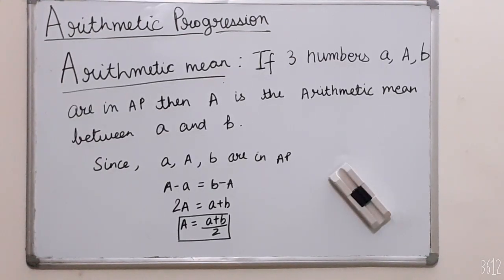So let's move ahead to our last topic in today's video, arithmetic mean. If three numbers small a, capital A, small b are in AP, then capital A is the arithmetic mean between a and b. How? Since a, A and b are in AP, we find the common difference, and since the common difference is constant, A minus a is equal to b minus A, which gives the main formula: arithmetic mean is equal to (a plus b) by 2.